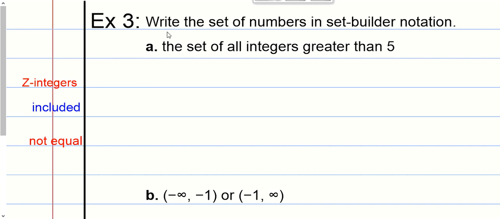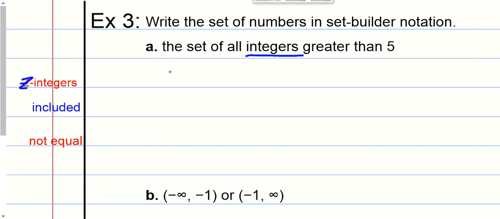Example 3, write the set of numbers in set builder notation. Okay, so it's wanting us to write them in set builder notation. Where a while ago with example 2, we were coming out of set builder and going to a graph. So now we have words, the set of all integers greater than 5. Well, we need to know that integers is Z. Now I'm sure you've probably seen it as a funny looking Z, but we're just going to use a regular Z. I draw a line through the middle of my Z just to make sure it's not mistaken for a 2 or something like that.